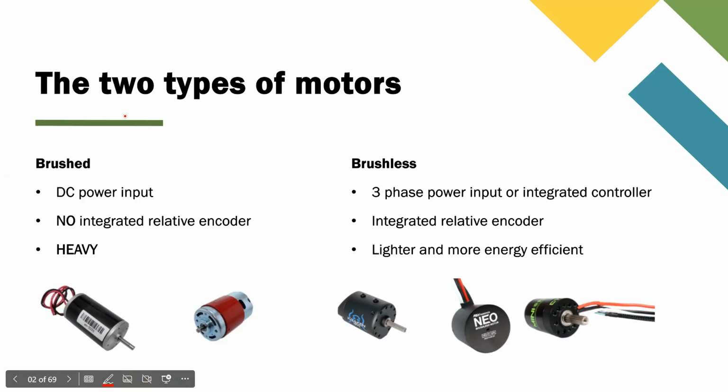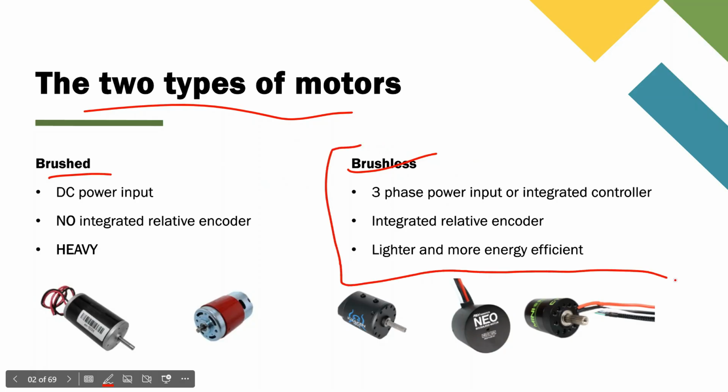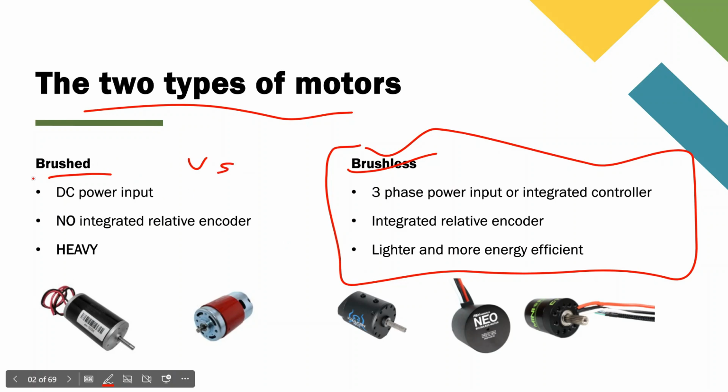Let's get started. First things first, you should know the two types of motors. There is brushed and brushless. I'm going to have to say that you're going to most commonly see more brushless nowadays. As a first year in FRC, I had no idea what a brushed motor was. I had a judge ask me the difference between brushed versus brushless. I had no idea, but now you do. Brushed motors have a DC power input.